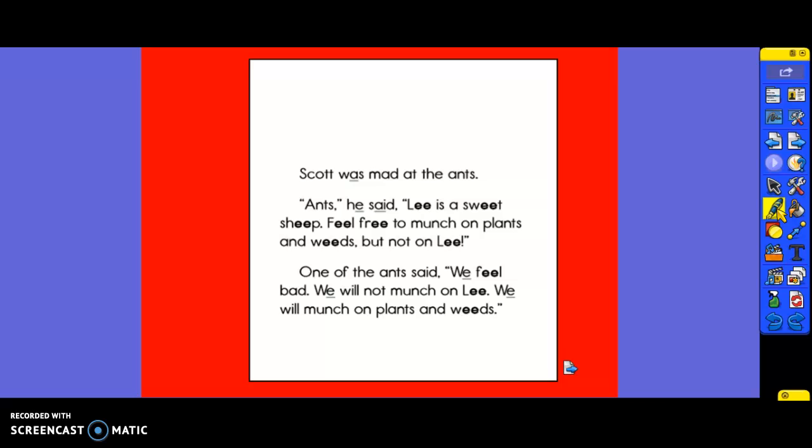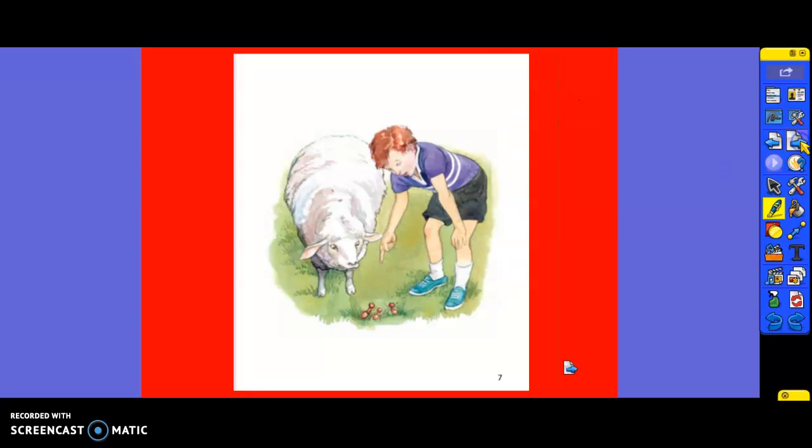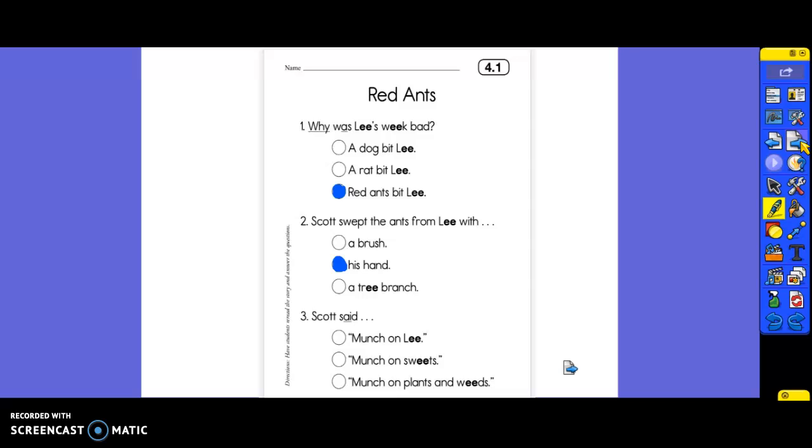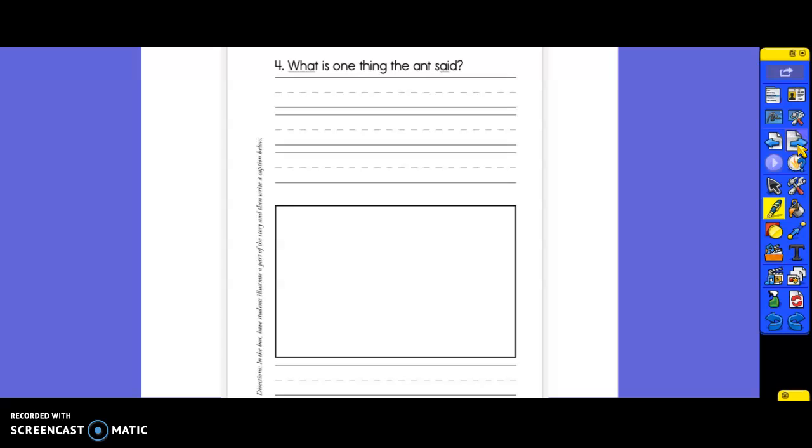And right here, let's look in our story to see if you can find it. Yes, right here, he said, Miss Nakian's going to underline that, meaning Scott said, munch on plants and weeds. So we're going to go back to our question and bubble that in for number three. We're going to move on to number four.